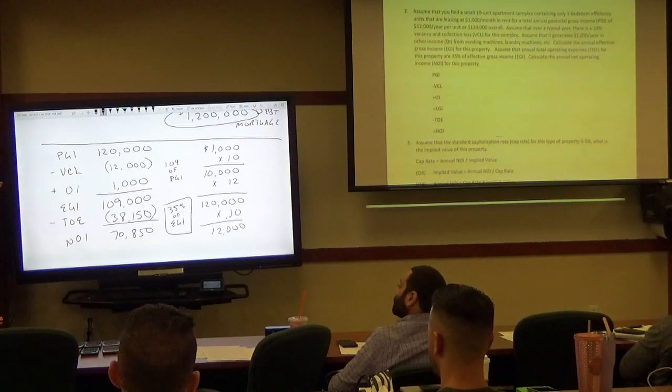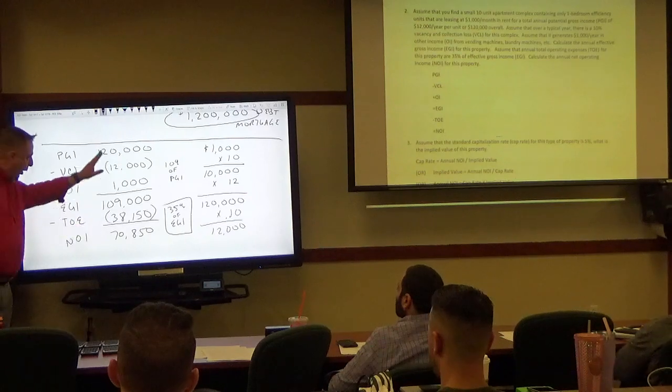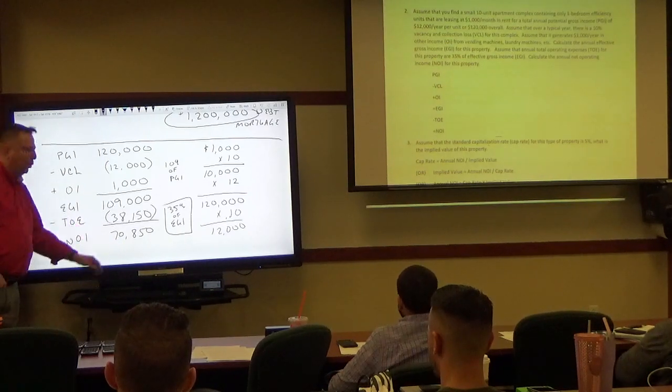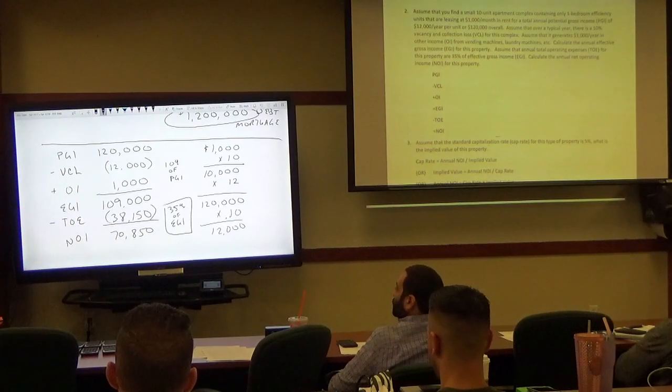And so at this point, all we're doing is coming up with what income this property is going to generate, but then how do we translate that into an actual dollar amount that we would be willing to pay for the property? And that's the next step, all right?